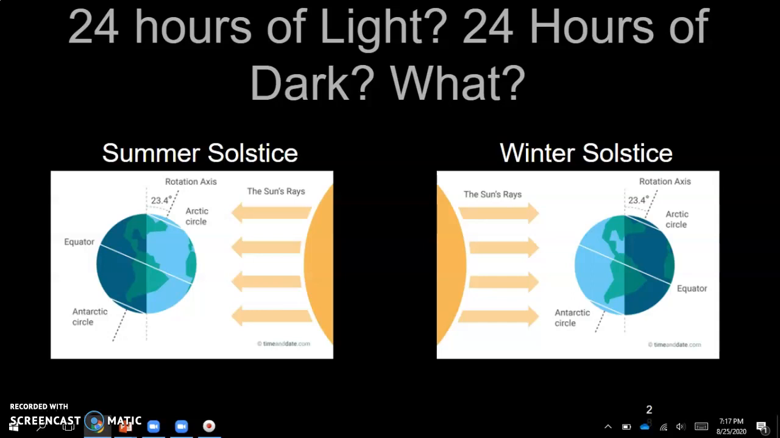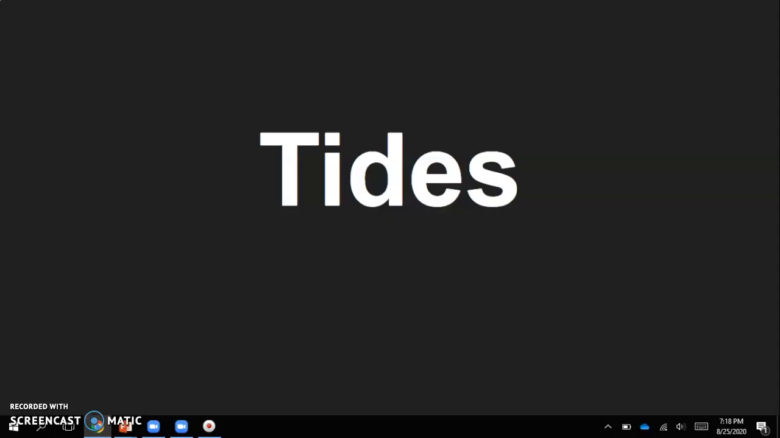And then 24 hours of light, 24 hours of dark. What? There is a movie called, I think, 30 Days of Night, but at the poles, depending on the time of year, with the maximum amount of the sun rays, there are certain places in the world, again at the poles, that can experience daylight for 24 hours, but also experience nighttime for 24 hours as well, which can be really detrimental to your circadian rhythm. I don't think I would want to live in a place where it was always dark or always bright. It's not forever, but it is for a little bit of time out of the year.